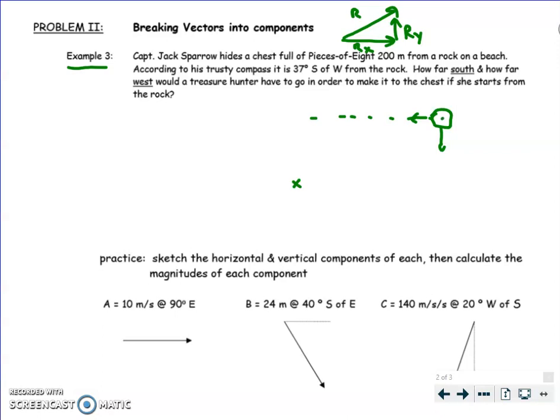So if he wants to get from here to here, and he wants to do it in two stages, he wants to go south then west, we want to basically find the results of that. So there is the direct route to his treasure. But what I'm saying is, okay, we want to go south, because maybe there's danger along that route, and then we want to turn west. So there's our vector. I'm going to call it R south and R west. I want to find the values of each of those.